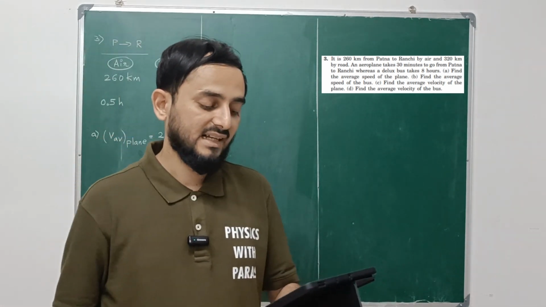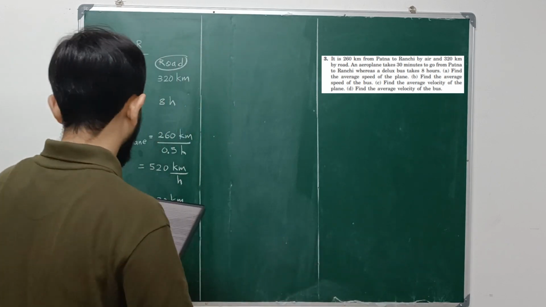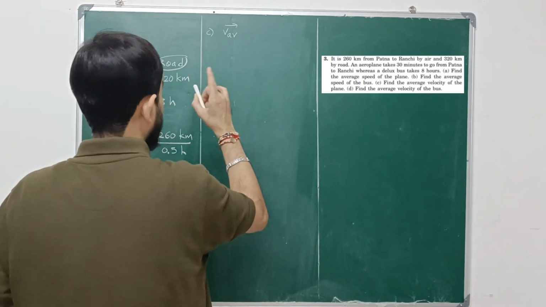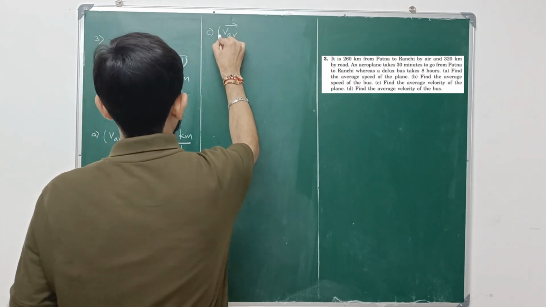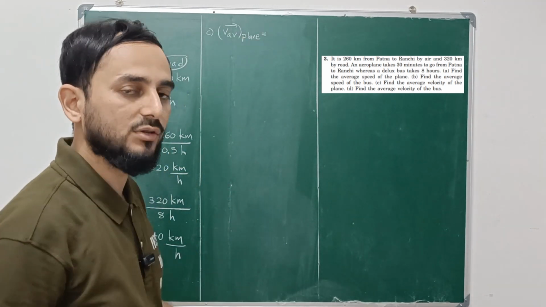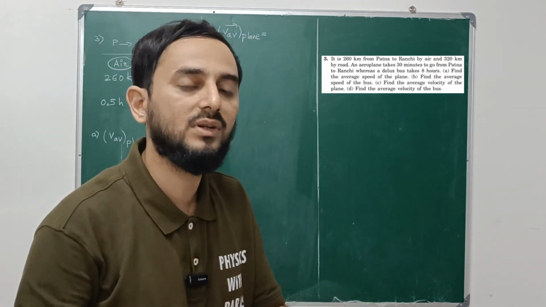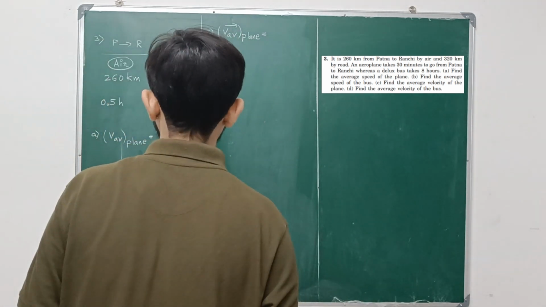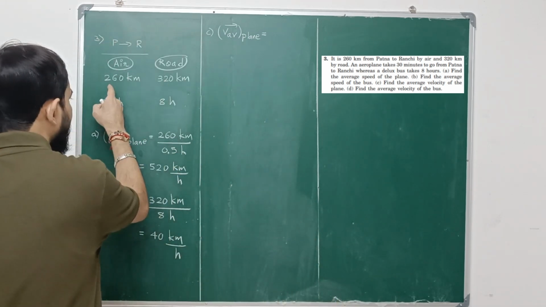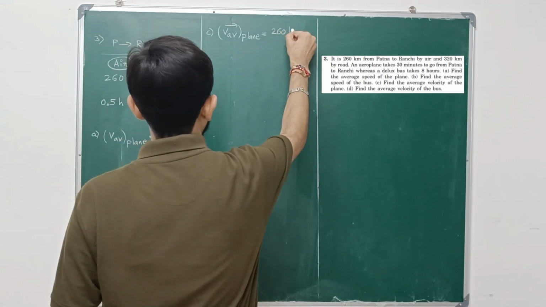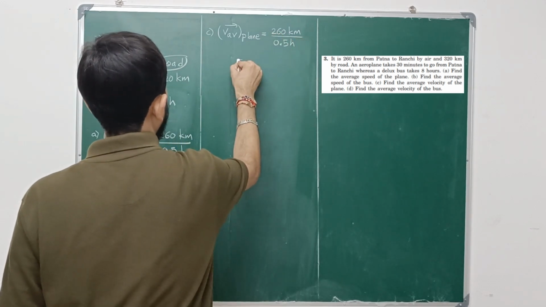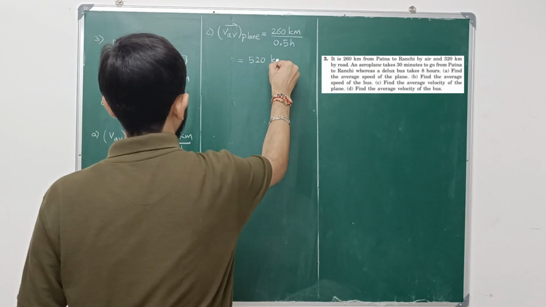What next? Task C. Find the average velocity of the plane. Okay sir, task C, V average vector. Vector, sir, average velocity of the plane. How do you calculate average velocity, students? It is total displacement over total time. Okay beta, how much will the total displacement be? Shortest path, which is the shortest path? Obviously 260 kilometer divided by total time. You already know this is 0.5 hour. So sir, this will be 520 kilometer per hour.